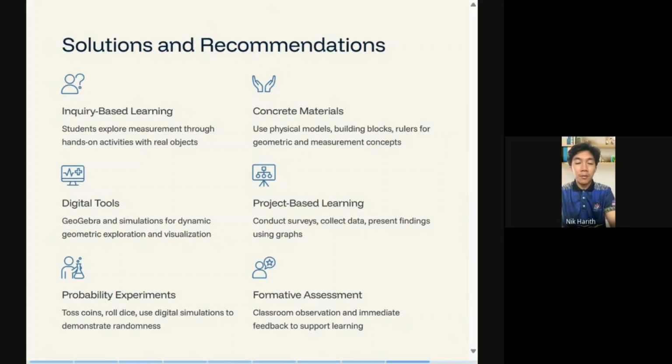Ultimately, improving teaching and assessment practice will help students develop stronger mathematical reasoning and problem solving skills. Improving mathematics education requires a holistic approach that combines effective pedagogy, meaningful assessment, and continuous professional development for teachers.